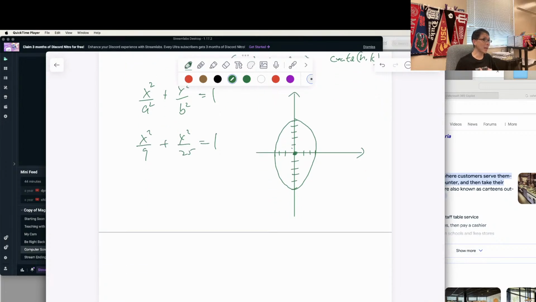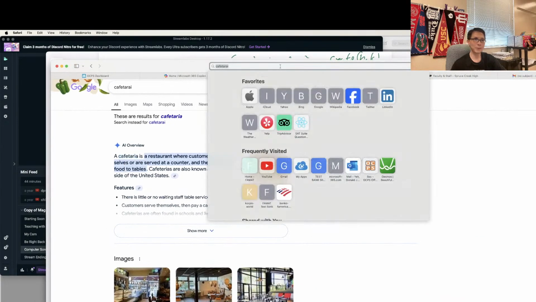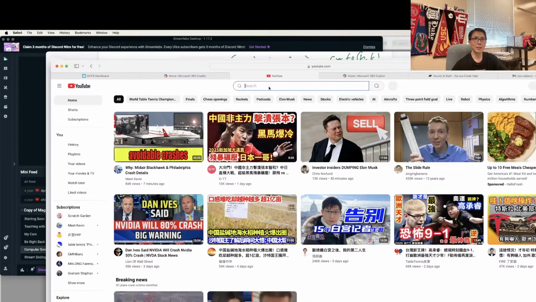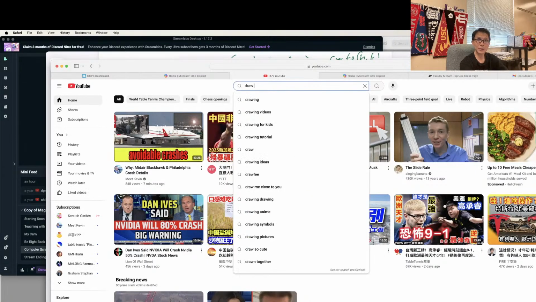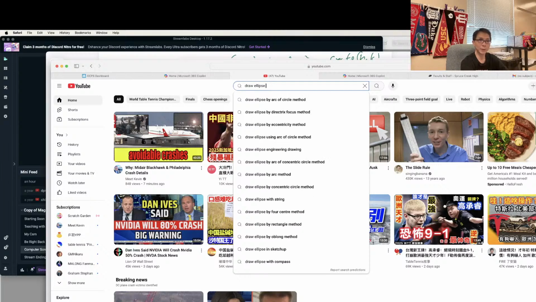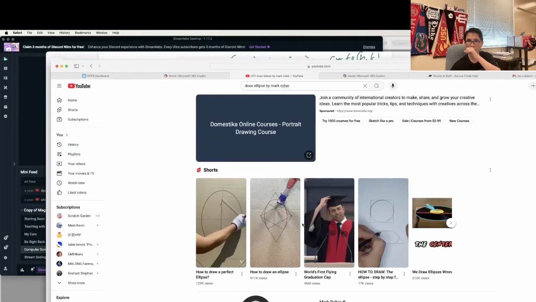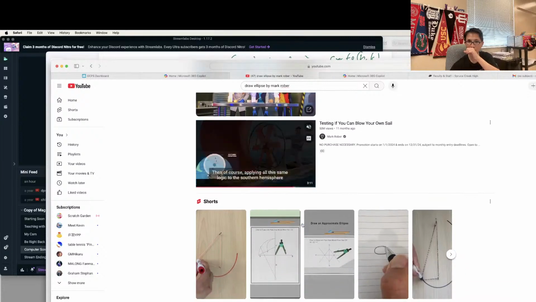So now, an ellipse has a focus. A focus is the way, I'll show you a video of how a focus works. Basically, if you want to draw an ellipse, the best way is to have two stationary points and a rope looped around both. Draw ellipse by Mark Rober. I think he did one.